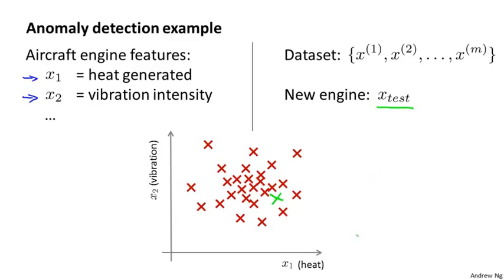So if your new aircraft engine looks like a point over there, well, that looks a lot like the aircraft engines we've seen before, and so maybe we'll say that it looks okay. Whereas if X test were a point out here, so if X1 and X2, the features of this new example X test, were all the way out there, then we would call that an anomaly, and maybe send that aircraft engine for further testing before we ship it to a customer, since it looks very different than the rest of the aircraft engines we've seen before.